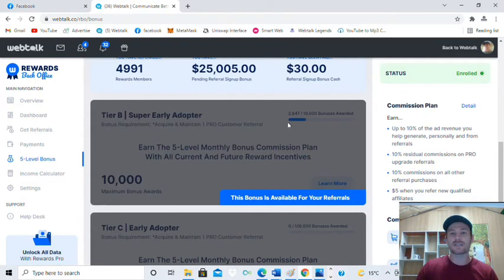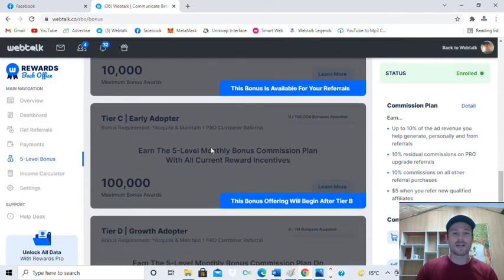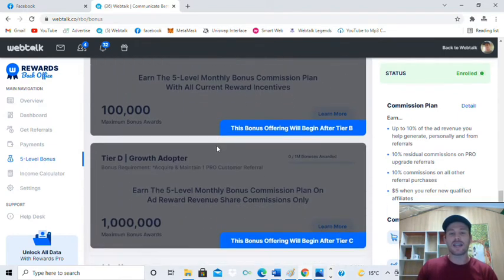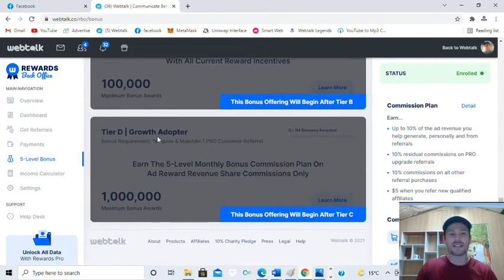Then I'll go down a bit further. The next one is about a quarter of the way through. So it takes us under the 110,000 mark. So the last one that you're going to be able to do this with, and that is Tier C, early adopters. And that is to earn 5-level monthly bonus commission plan with all current reward incentives. So this is the last one. After that, they're only going to have this Tier D left, and that Tier D is 10% of the ad revenue, which will be the next video about earning on WebTalk.